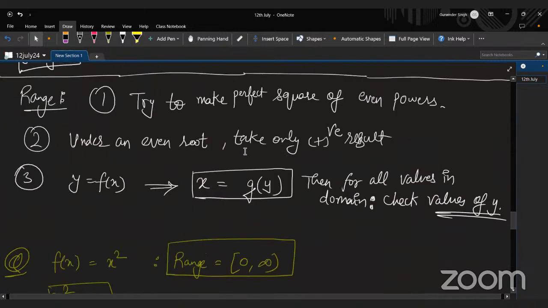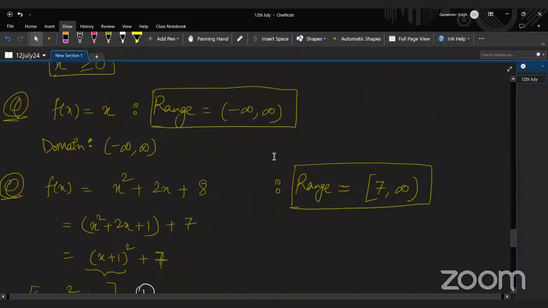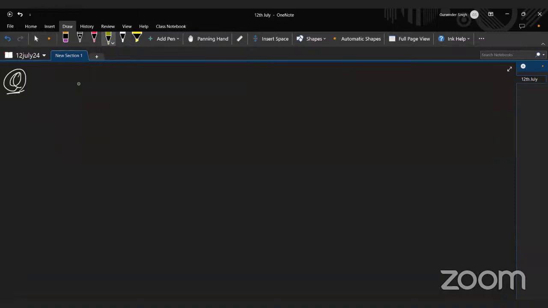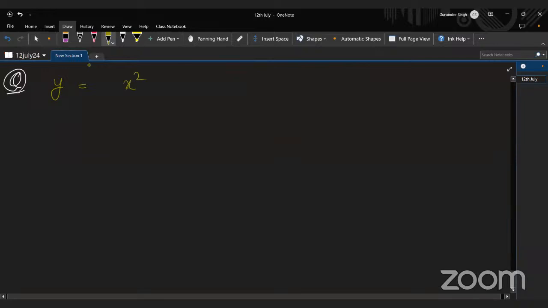So yeah, the third and most important, the toughest problems will come from here only. Let us check it out first. So y is equal to x square divided by 1 plus x square. Tell me, brother, how will we do this?